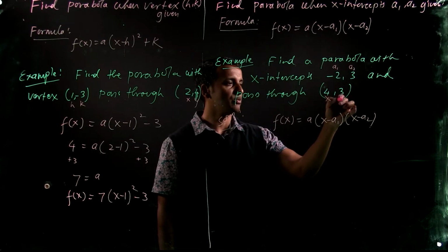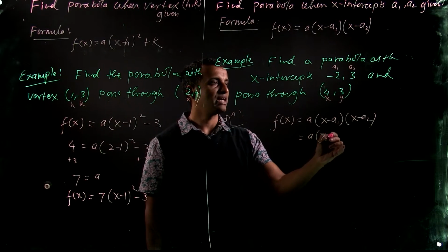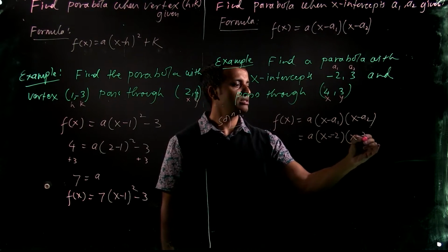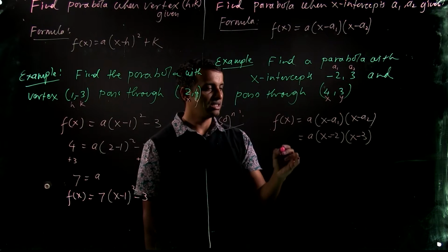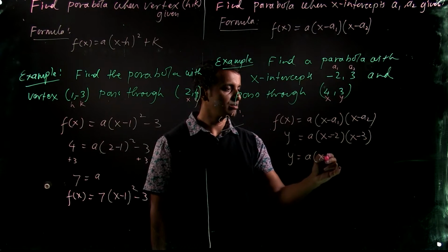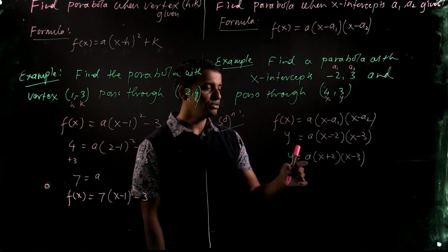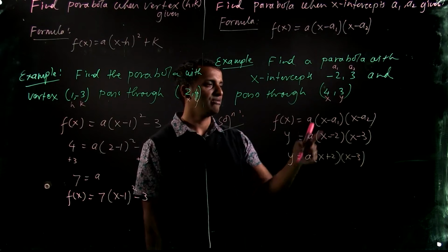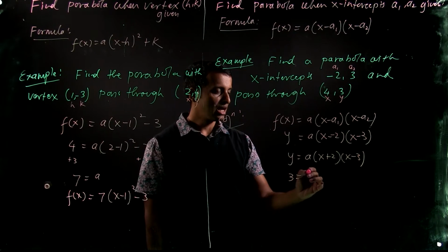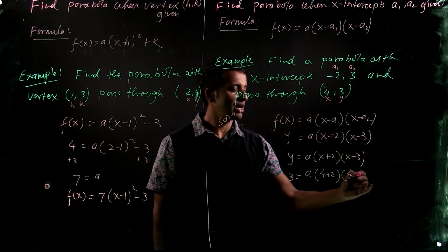So this will basically be x and y, we'll plug those in later. But this is a times (x minus a1, which is -2) and then (x minus 3), right? So basically this is y equals a times (x plus 2) and then (x minus 3). Now you need to find out that a value. How do you find the a value? Just plug in x and y there. So 3 equals a times (4 plus 2) and then (4 minus 3).